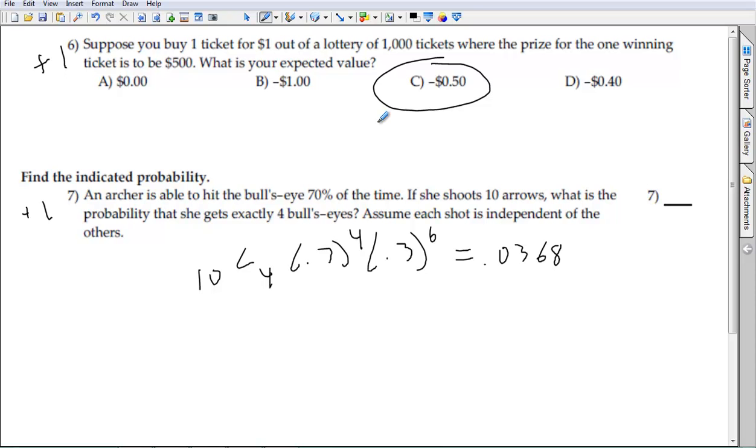You've got essentially for sure you're going to lose $1, and you have the probability of winning is 1 out of 1,000 times 500, which is 0.5. So there's a negative 0.5.